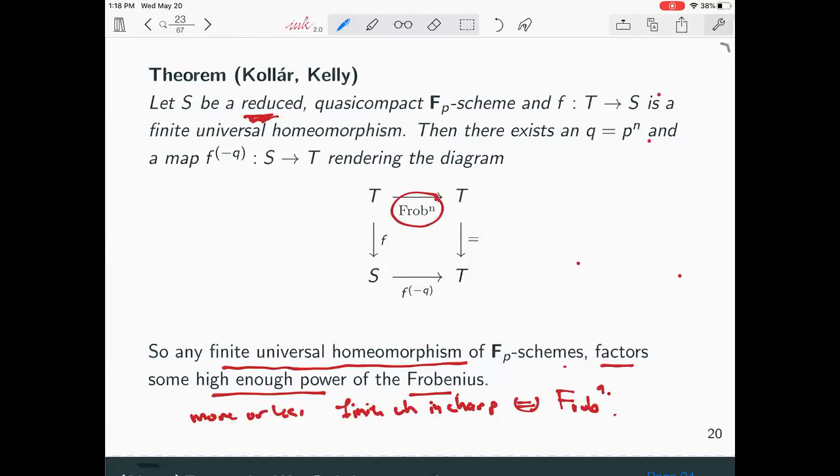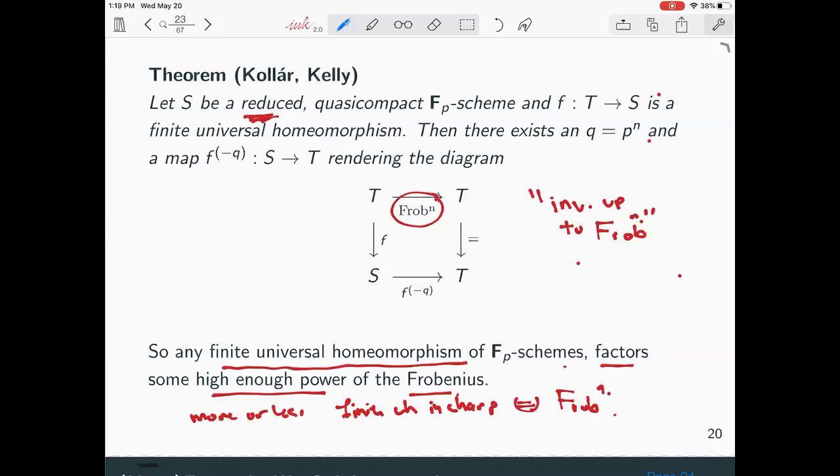Yes. On perfect schemes, it would be an actual inverse. Inverse up to Frobenius. Okay, yeah, I like that. So let me write that: inverse up to Frobenius power. Okay.